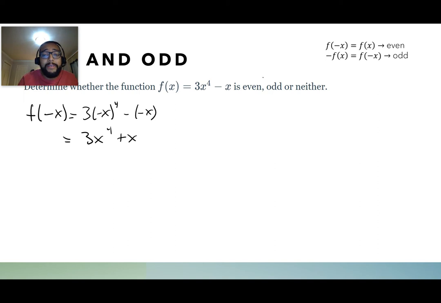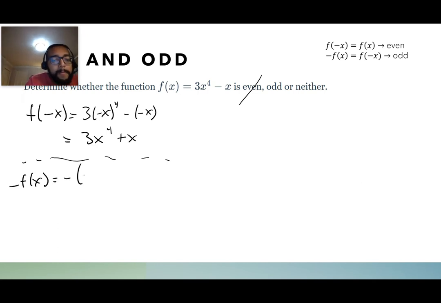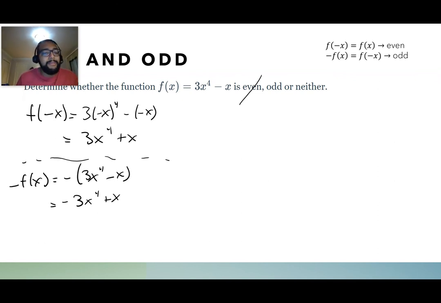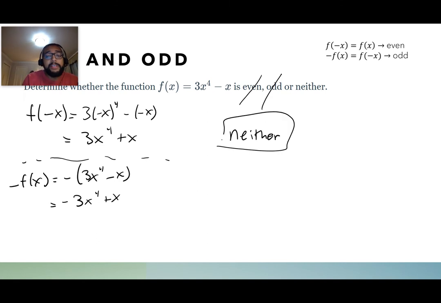So that means it's not even. Well, let's check if it's odd. Again, negative f of x. So you take a negative on the outside and make sure to distribute it. Looks like it's not equal to f of negative x as well. So this is not even, nor is it odd. It's neither. That brings us again to something I talked about during class.